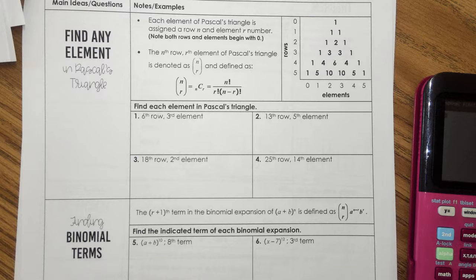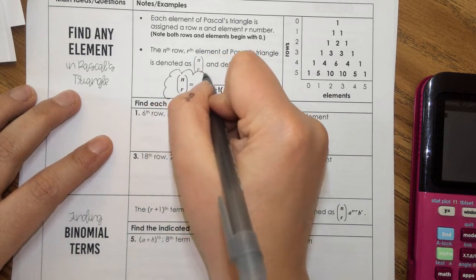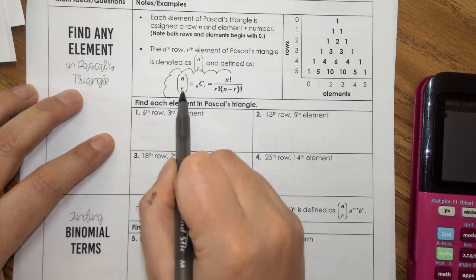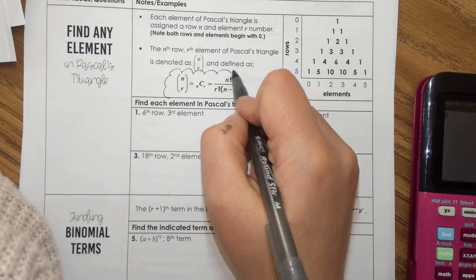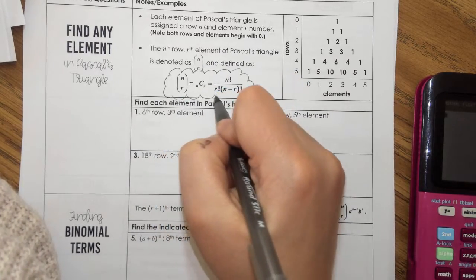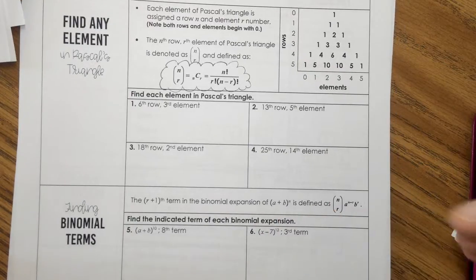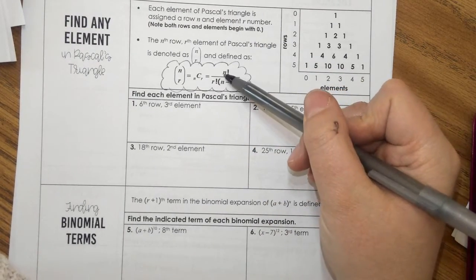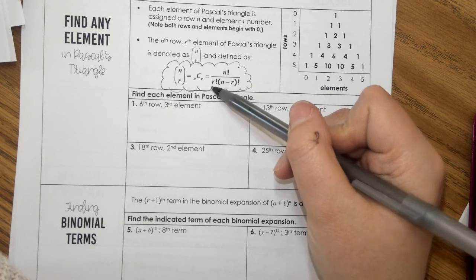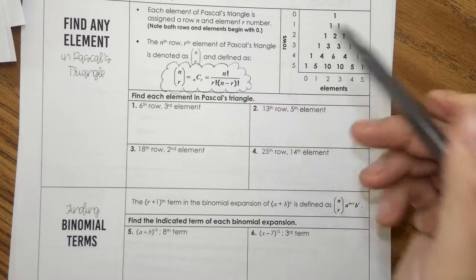So we've got this formula here, and we read that as n choose r. That's what that C stands for, choose, C-H-O-O-S-E. We find that by using some more of our factorials. So n choose r is n factorial divided by r factorial times n minus r factorial.